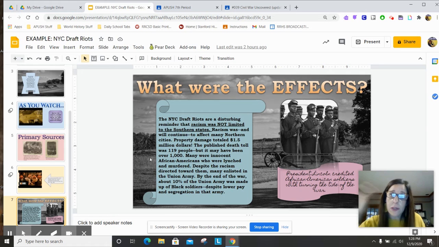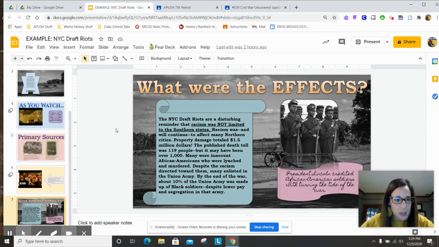But we said also long term, this particular event actually increases the resolve of African Americans to stand up and resist. And by the end of the Civil War, 10% of the Union soldiers were Black. And that's huge, right? This is huge. Lincoln actually credits them with turning the tide of the war.